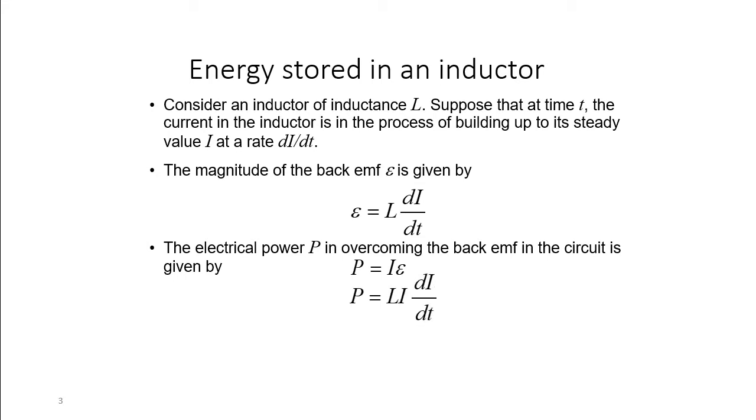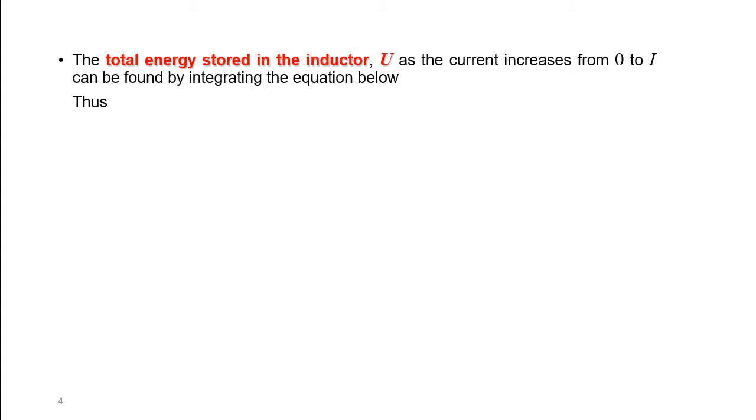And we know the electrical power P in overcoming the back EMF in the circuit is given by P equals IE, and let's substitute E by the equation L di over dt. Therefore, the product P dt is equal to Li di, and we know that P dt is equal to dU. So dU is equal to Li di.